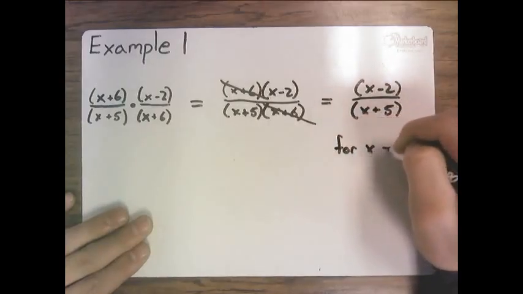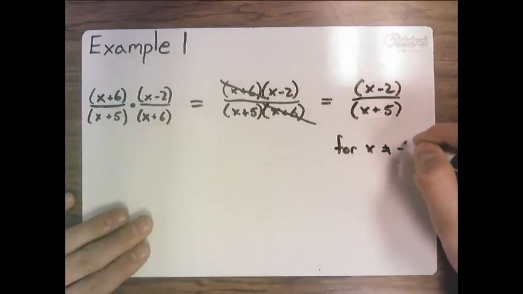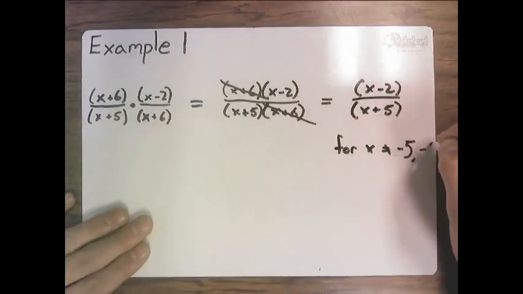To get the other part, you have to figure out what x values make the bottom 0 because you cannot divide by 0.